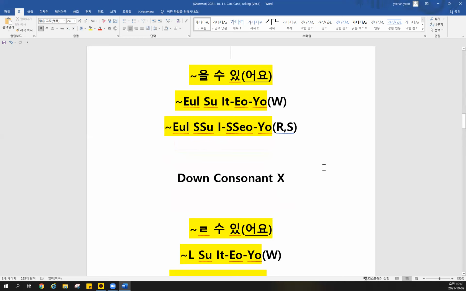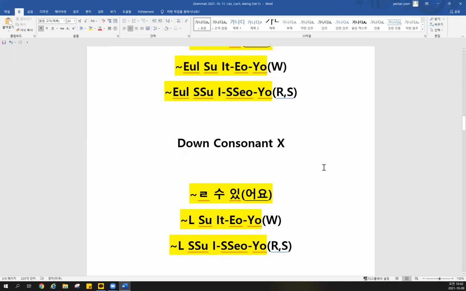All right. If they don't have any down consonant, then you can say blah blah plus 수 있어요. Writing and speaking are different, okay? Blah blah 수 있어요.